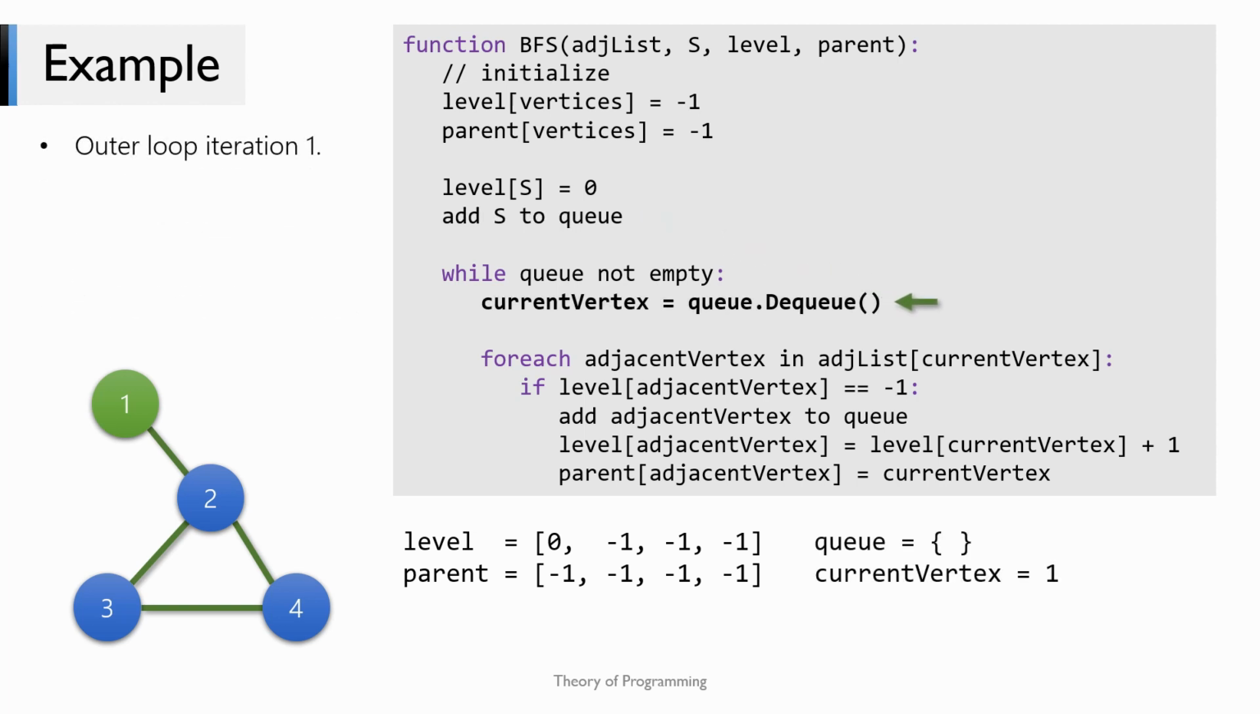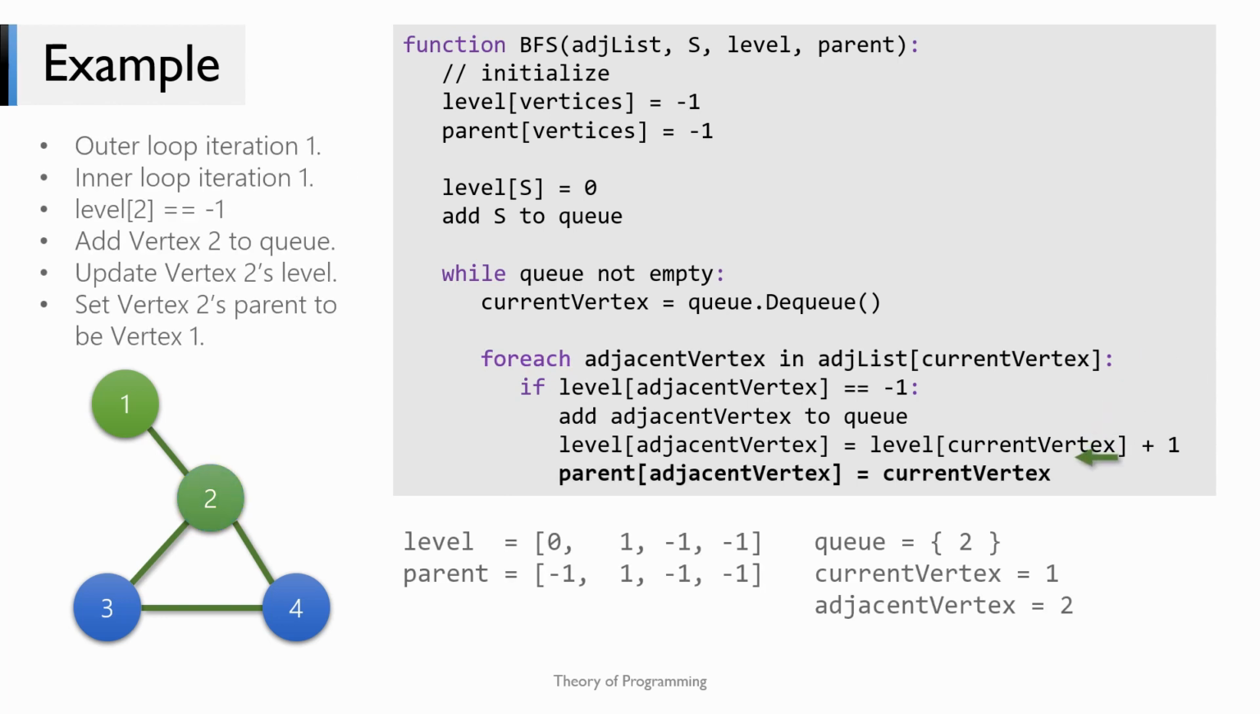As the queue is not empty, we enter the outer while loop. Now we will remove the topmost element from the queue, which would be vertex 1. So the variable current vertex will have the value of 1. Now we look at each adjacent vertex to vertex 1. The only adjacent vertex to vertex 1 is vertex 2. Vertex 2 is unvisited since its level was -1.